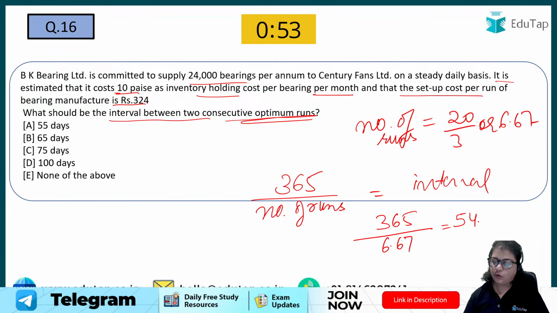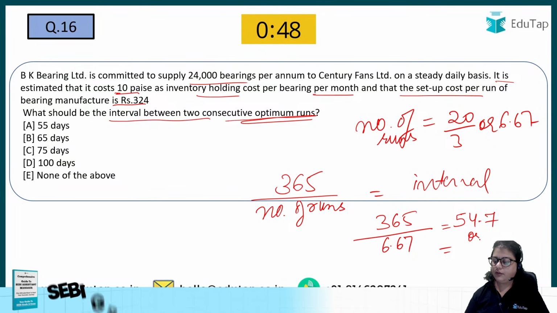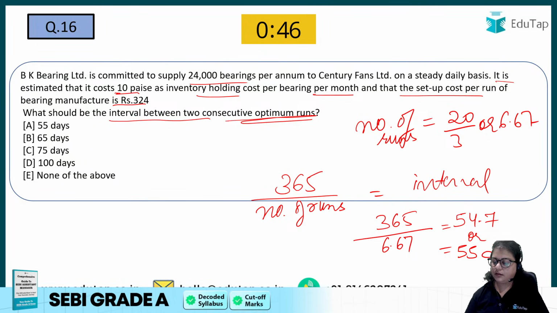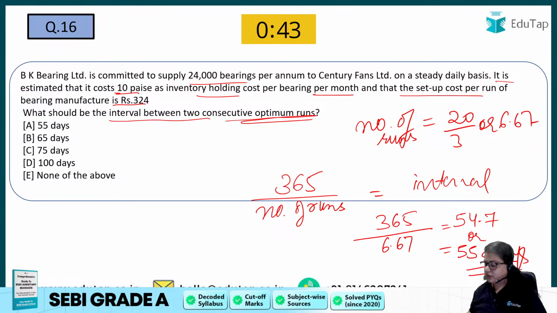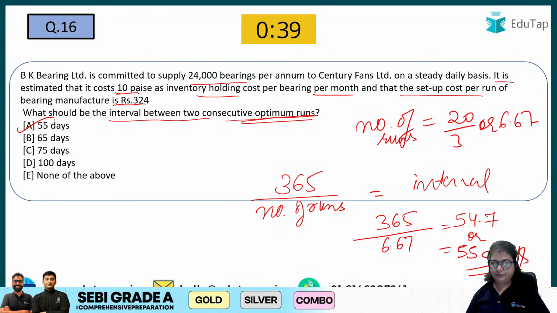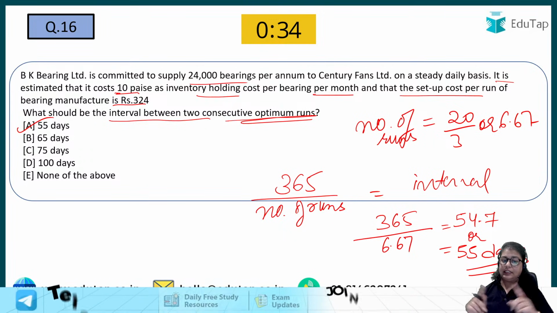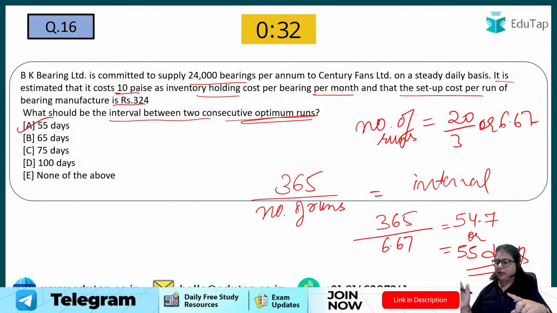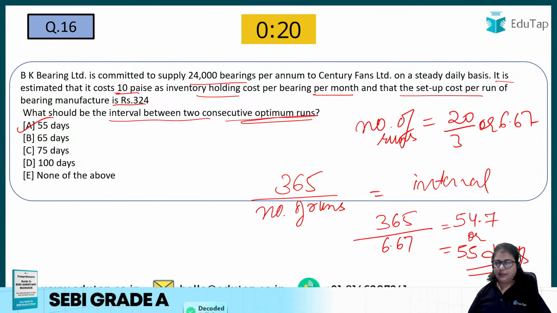It is 54.7 something, so you can say 55 days. You can just calculate this. This is option A, 55 days. I hope you have got it. How do we calculate the interval between two consecutive optimum runs? Because we have 365 days with us, and we have the number of runs with us. So we have to calculate the interval between two runs. So it is 55 days.